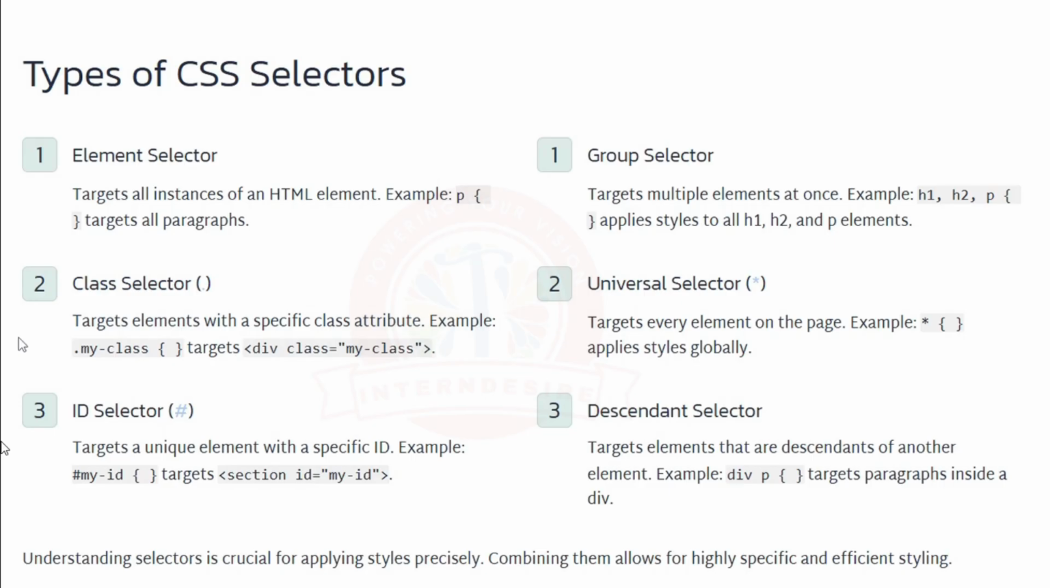Universal selector targets every element on the page. Using the asterisk, what we make is that it applies to all the elements. That is universal selector. Descendant selector targets elements that are descendants of another element. Example div, then p. We are styling now the p of that div. It targets a paragraph inside a div, not a normal paragraph. So this is what descendant selector does. So understanding the selector is crucial for applying styles precisely. Combining them allows for highly specific and efficient styling.